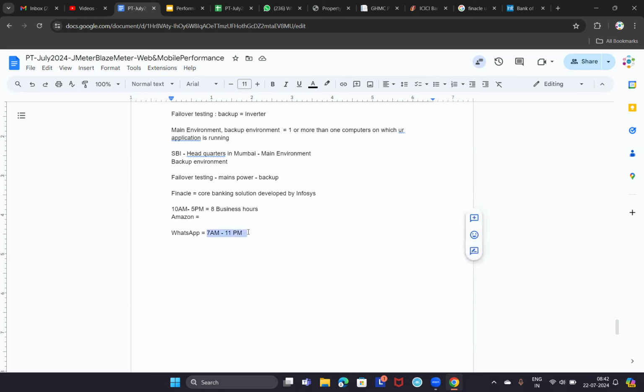So coming back to this, WhatsApp will usually be used from 7 a.m. to 11 p.m. So how many hours are these? 7, 8, 9, 10, 11, 12, right? 5 hours and then 11, right? So around 16 hours, isn't it? WhatsApp will be used for almost 16 hours in a day. Yes or no? Agree with me?